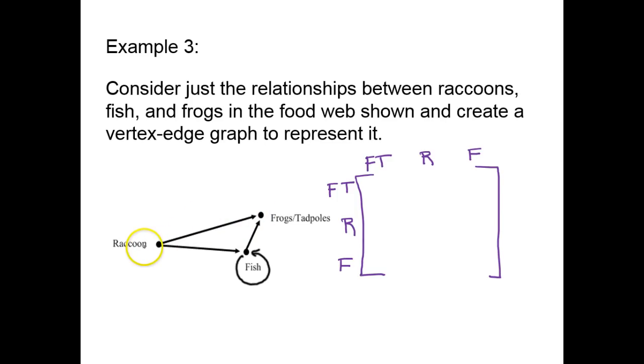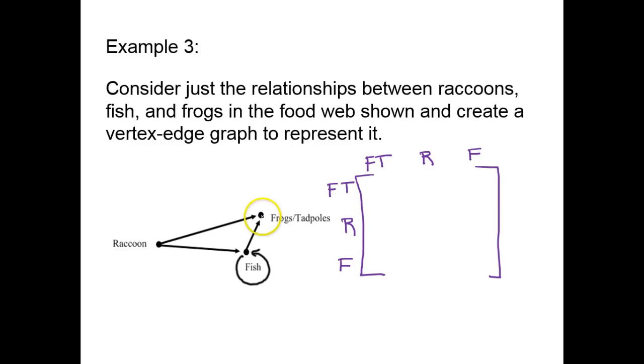Alright, see the arrow going from raccoon to frog. So that means raccoons eat frogs. There is no arrow from frog to raccoon because frogs do not eat raccoons. So the direction really matters. So, okay, let's nail this down. Let's start with frogs and tadpoles.